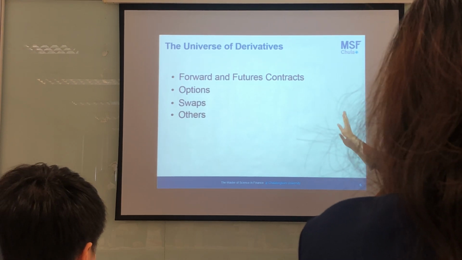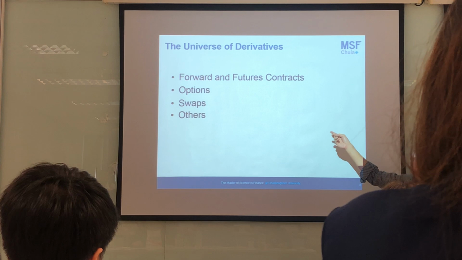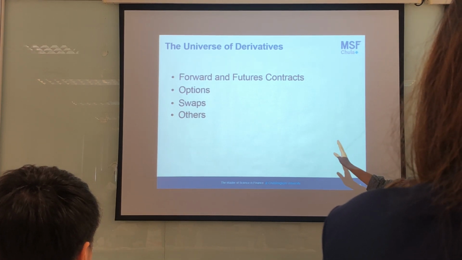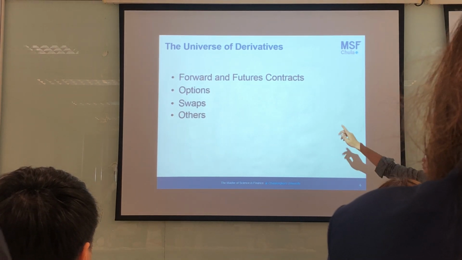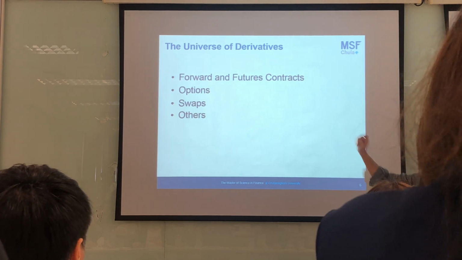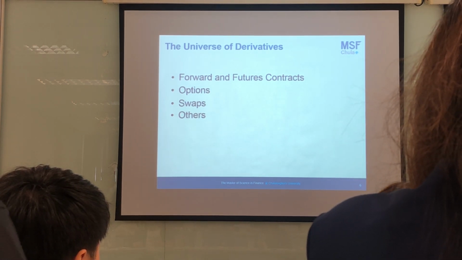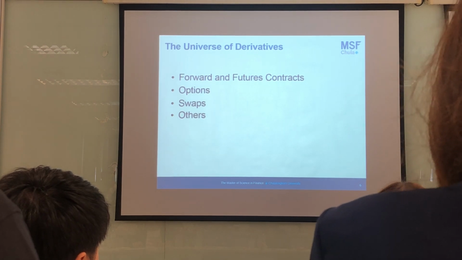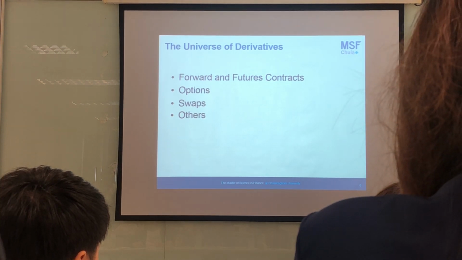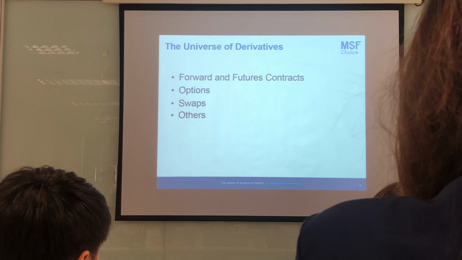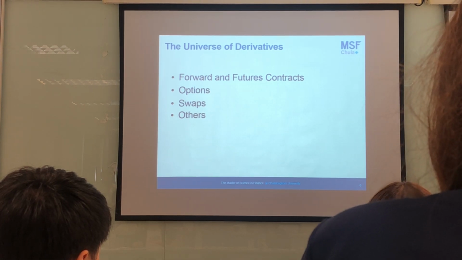Forward and future is one type. Option and swap are the others, but in this lecture we will focus on only one, option, and also a very basic one, because you will learn all this again next term.